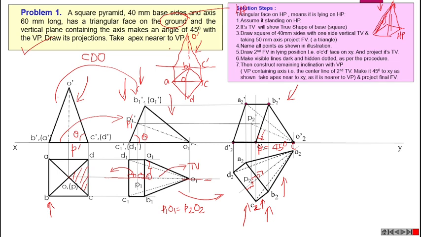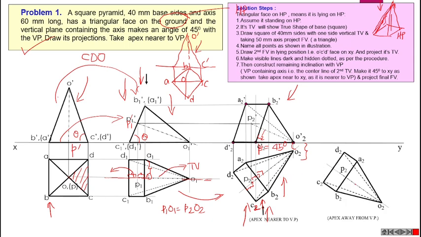The most important thing is that the apex is nearer to VP. We can rotate this figure in the other direction also. Here apex is nearer to VP. Or otherwise we can rotate like this. Then the apex is away from VP.